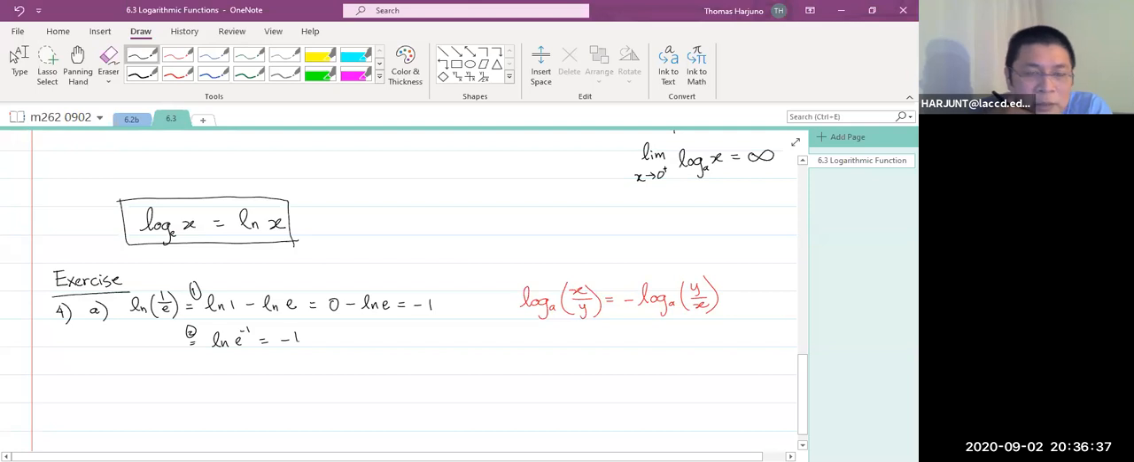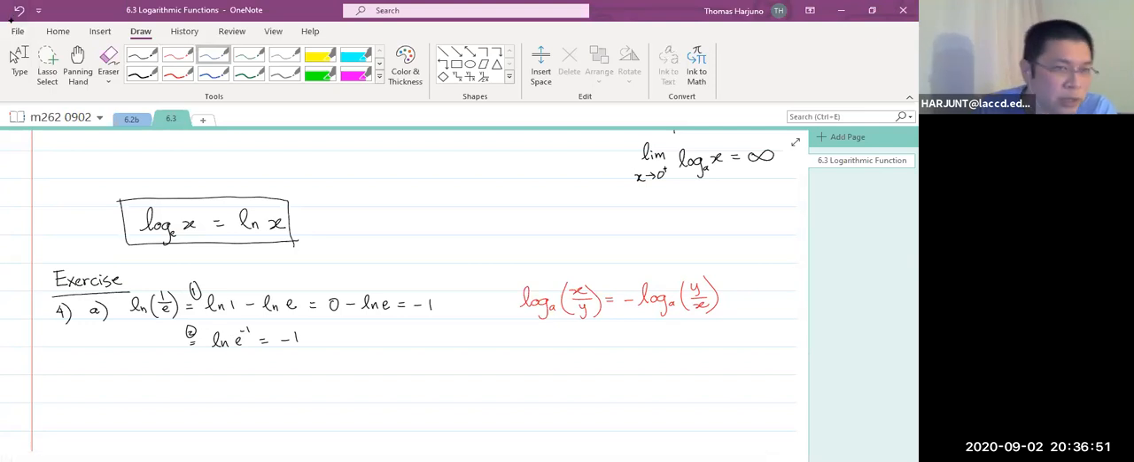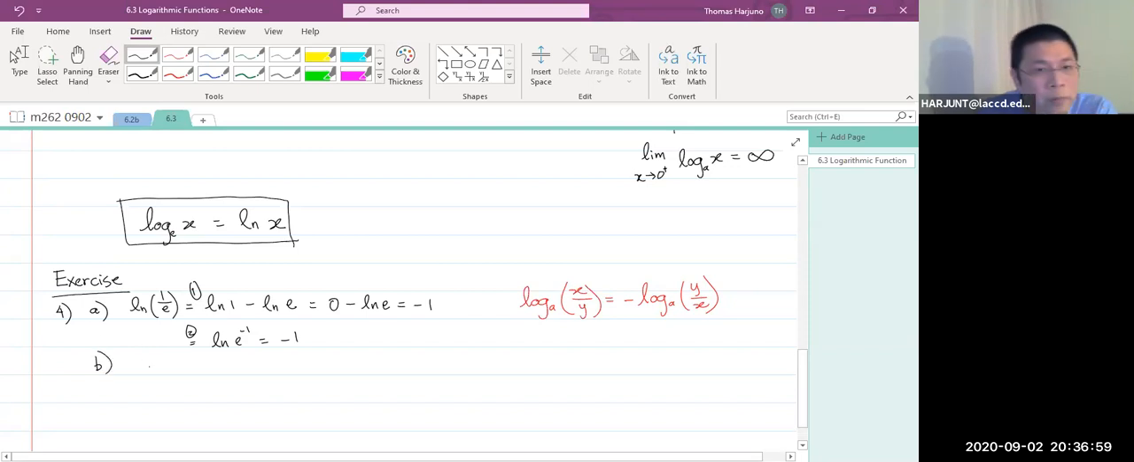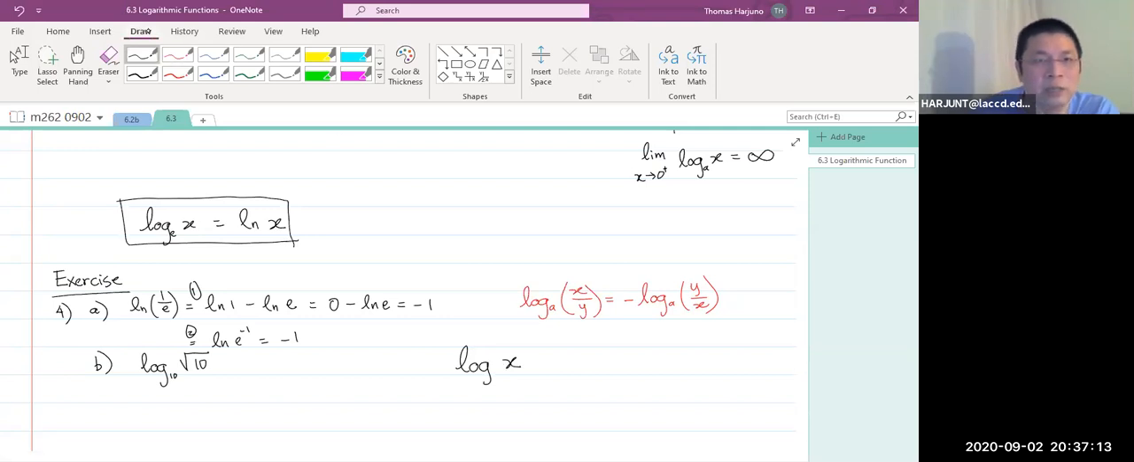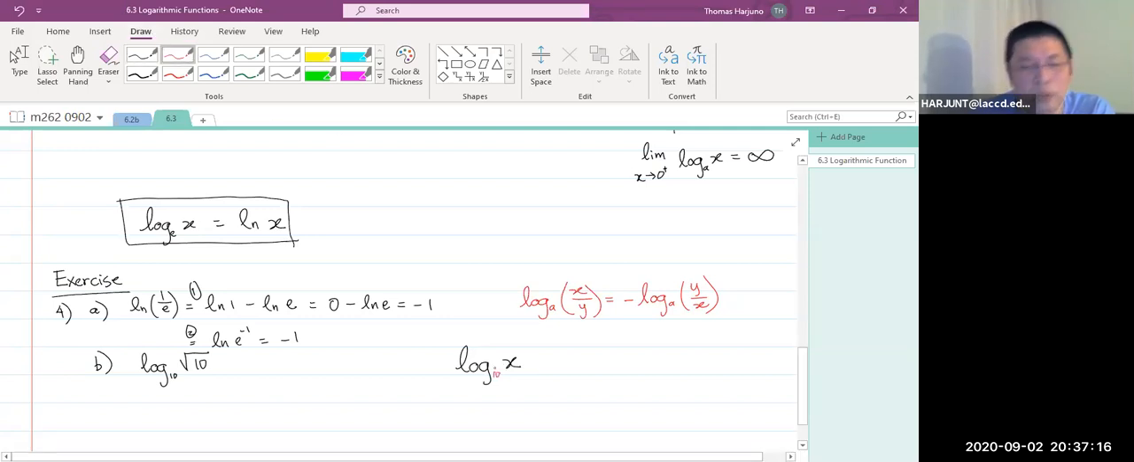Because the base of the logarithm and the base in the argument are the same, both base e, in some sense they cancel, and we get -1. Part B. What is log base 10 of the square root of 10? Usually if it is base 10, we don't even write the base anymore. If you see log x without any base, it implicitly means base 10. Please keep that in mind.